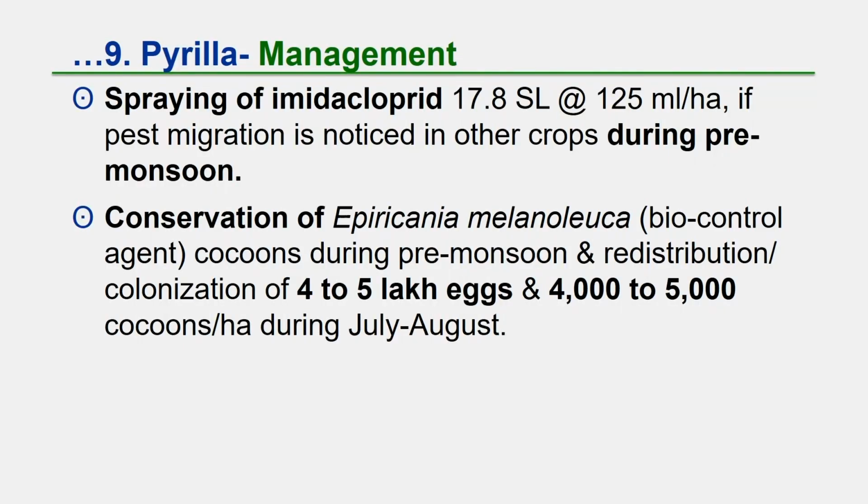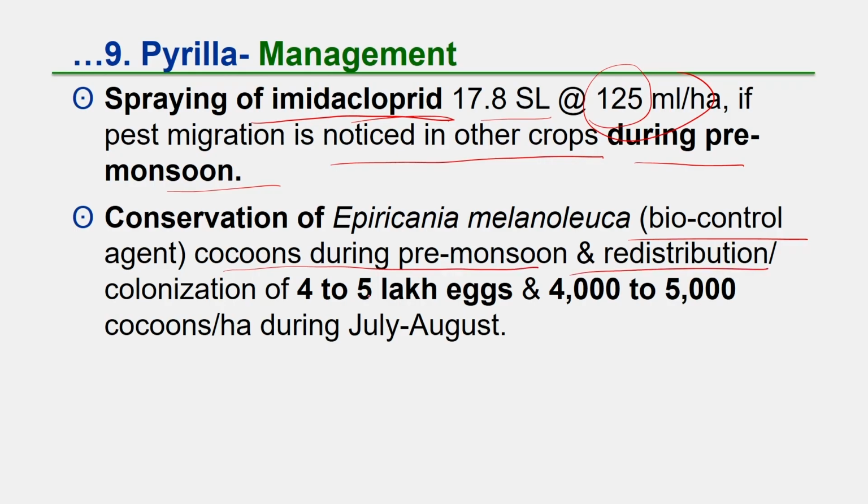Management of pyrrhilla: spraying of imidacloprid, a very effective insecticide, 17.8 SL at the rate of only 125 ml per hectare. The dose of this insecticide is quite low. Do this if pest migration is noticed in other crops during the pre-monsoon period. Conserve Epiricania melanoleuca, a biocontrol agent. Conserve cocoons during pre-monsoon, and redistribute or colonize 4 to 5 lakh eggs and 4,000 to 5,000 cocoons per hectare during July to August.